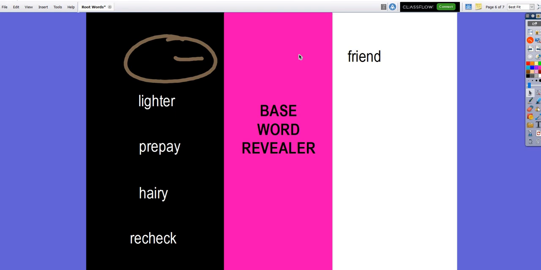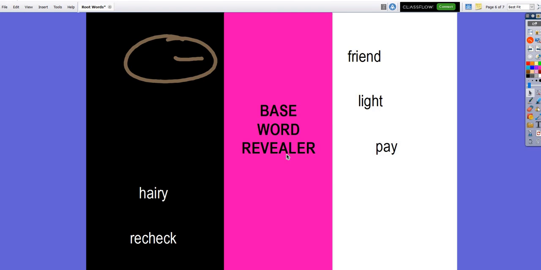All right, lighter is a little bit easier. What was the root word of lighter? Good, it had a suffix at the end, didn't it? So if you take off the ER, you just have light. Very good. All right, what about prepay? What was the root word of prepay? Good, it had a prefix at the beginning. So if you took off the beginning, you just have pay. Very good.